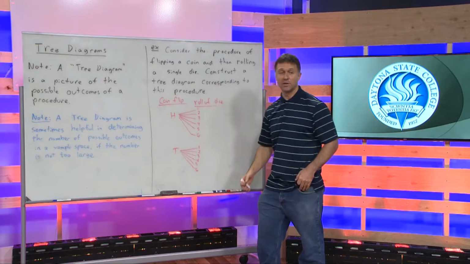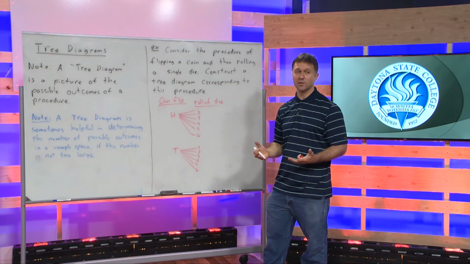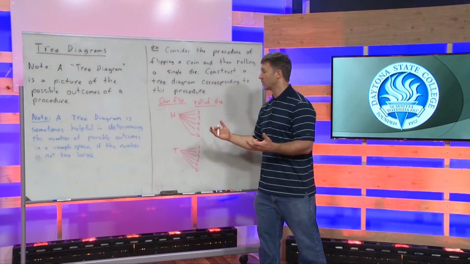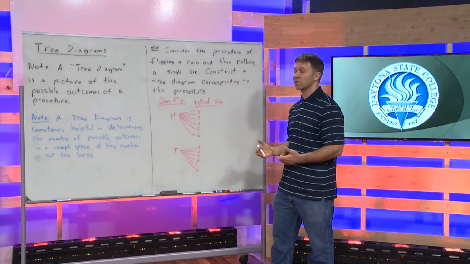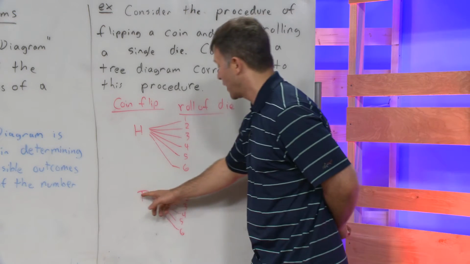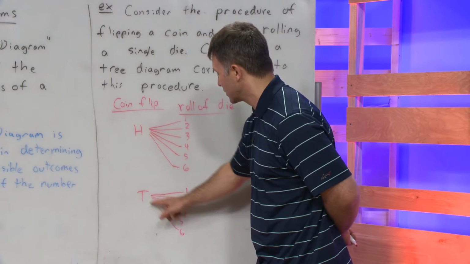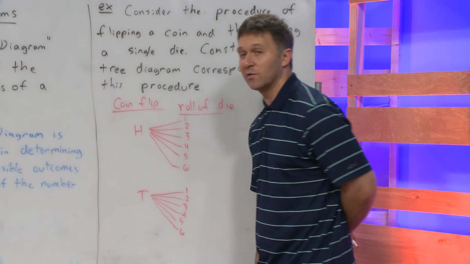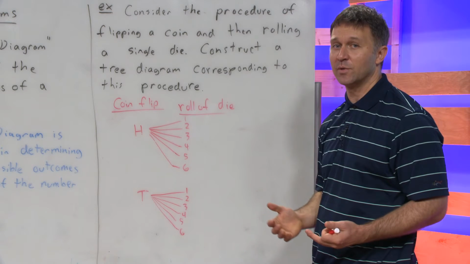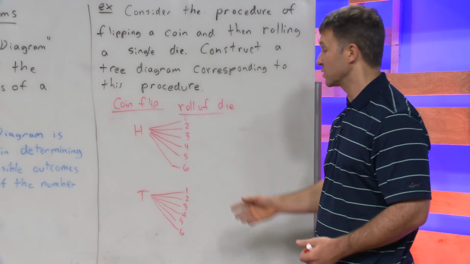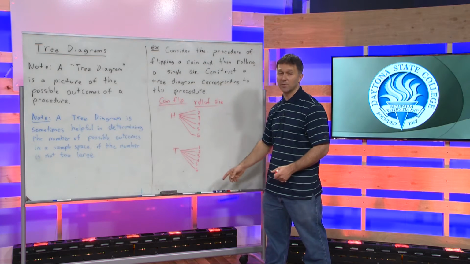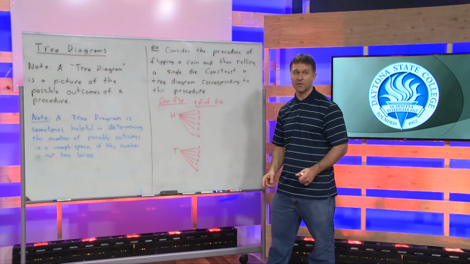And you could even take it a step further. You could calculate probabilities with these. You could say, okay, if you flip a coin and then roll a die, what is the probability of getting a tails and then a 5? Well, tails and then a 5 would correspond to one simple event out of 12 possibilities. So the probability of getting a tails and then a 5 would be 1 out of 12, because there's 12 different possible simple events in this sample space, as illustrated by our tree diagram.